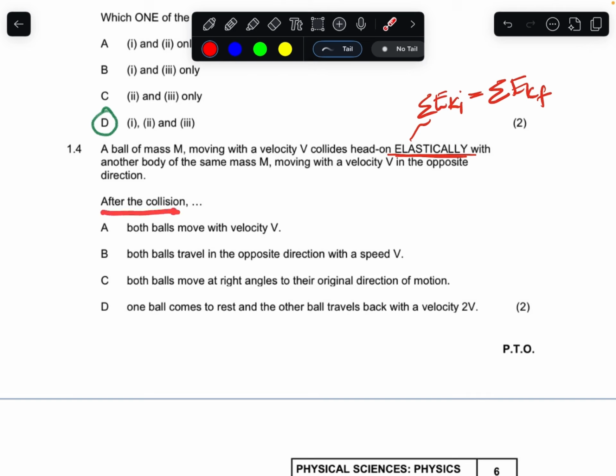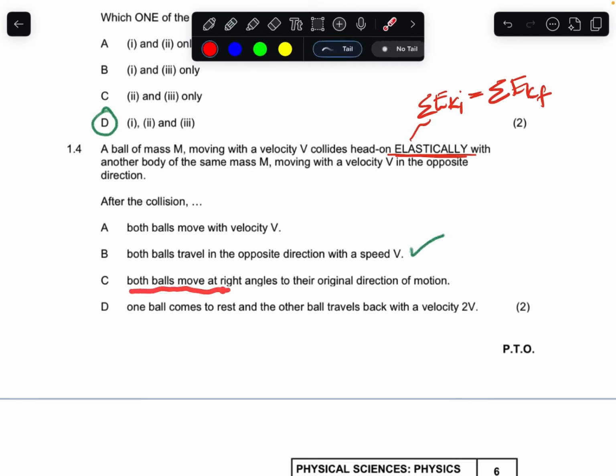Let's look. It says after collision, both balls move with velocity v. Their initial velocities were v. Yes, this is correct, but that's not enough information. Let's look at B. Both balls travel in opposite direction with the speed v. This is correct, and it has details.